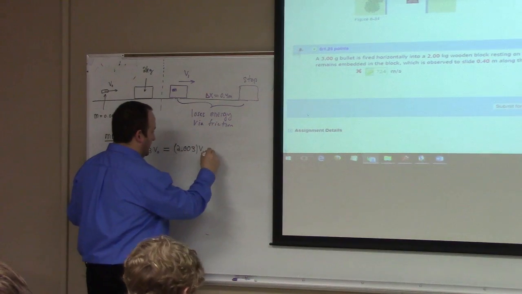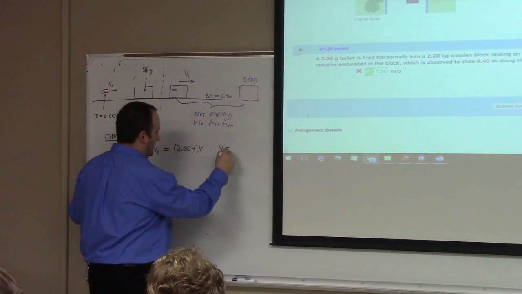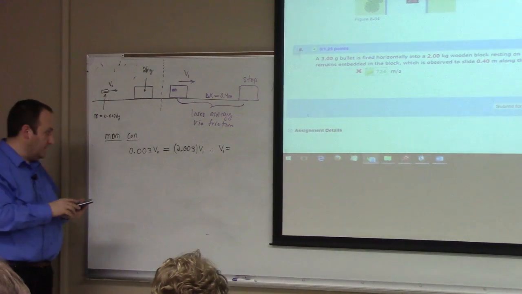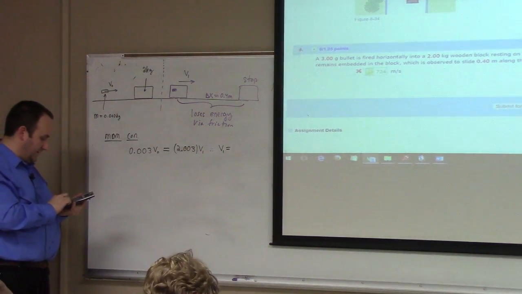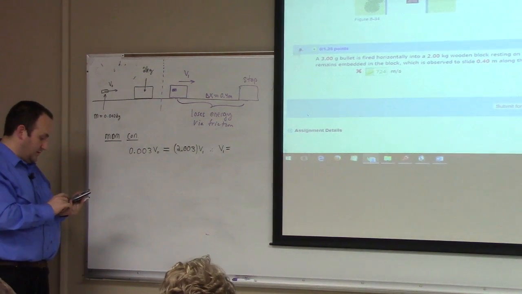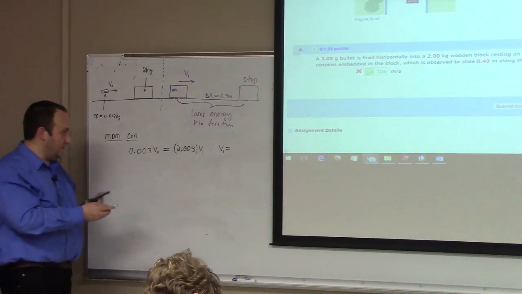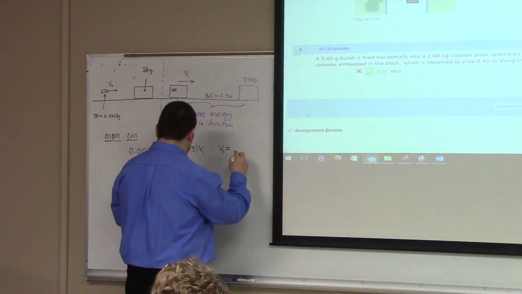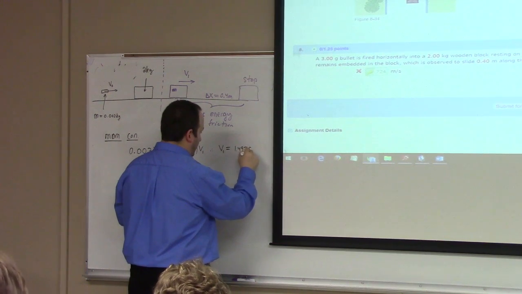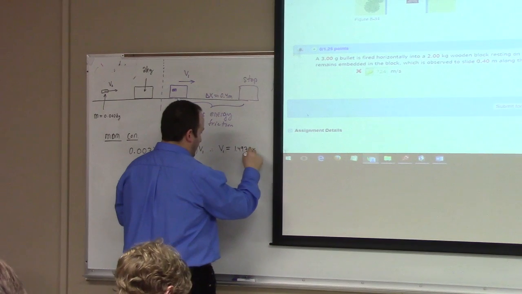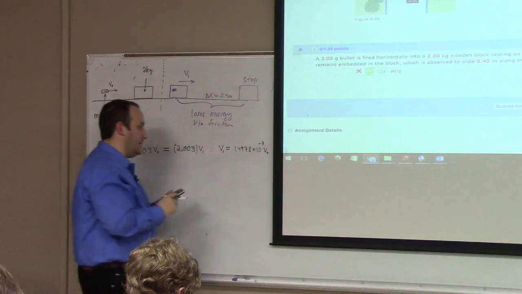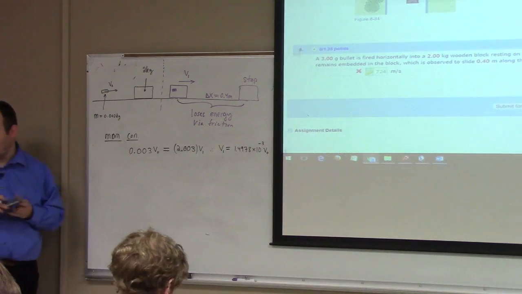So therefore, V1 is equal to a certain proportion of V naught, I'll figure out that number. 0.003 divided by 2.003 is equal to 1.49778, actually 1.4978, I'll keep 5 numbers to be safe, times 10 to the minus 3 V naught. All right, then what?